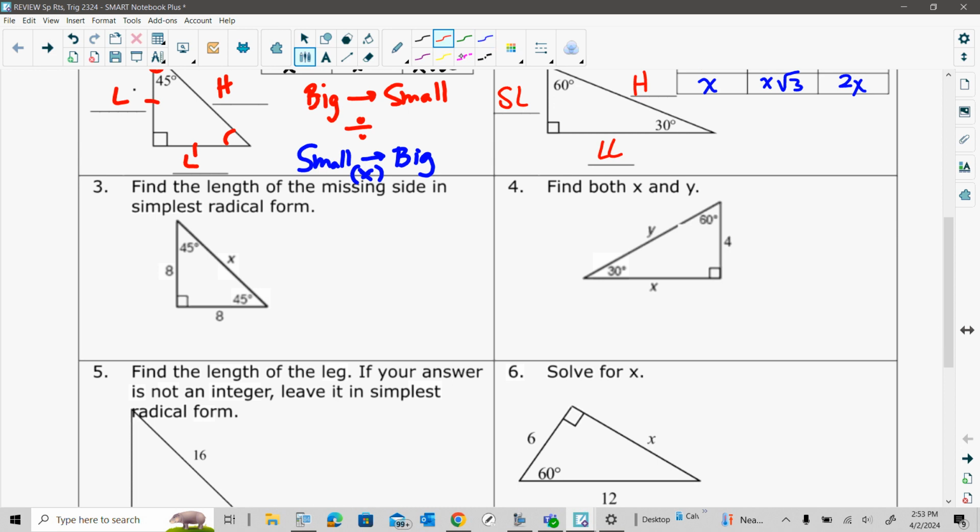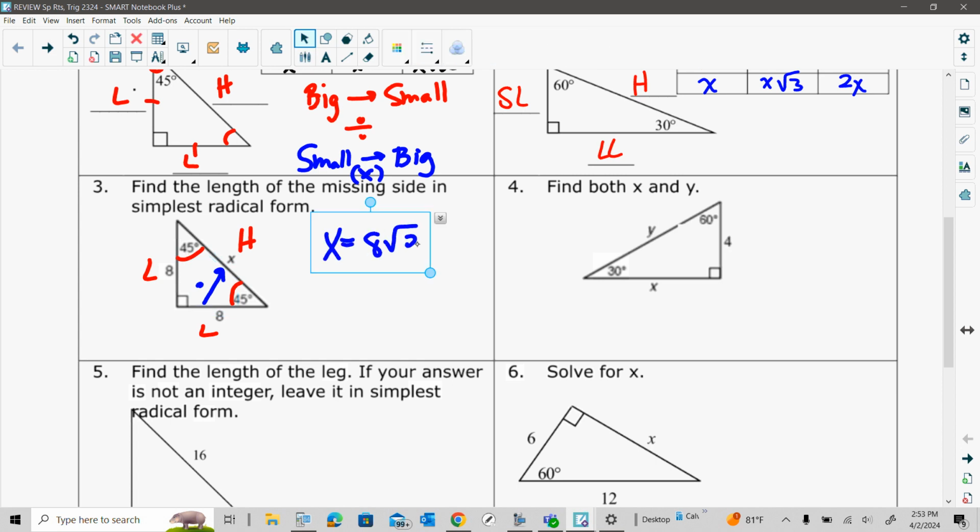Pay attention to given information. Like on number 3, they gave us the 45. So I should be using that rule. And I have the legs. X is the hypotenuse. So here's an example. I'm going from small to big. So I'm multiplying by the square root of 2 to get to the answer here. So this x was just 8 root 2.